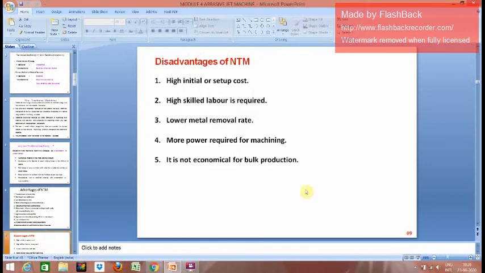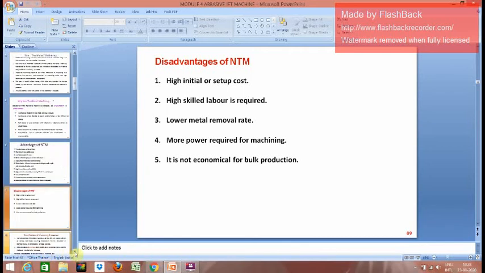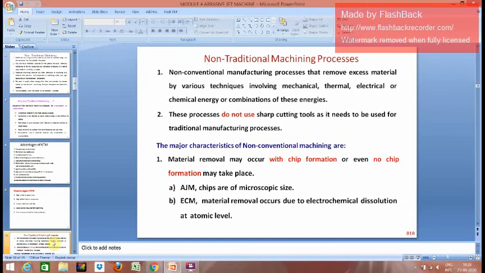Disadvantages of NTM. What is the main disadvantage of NTM? It is having a very high initial or setup cost. High skilled labor is required. Lower material removal rate. More power required for machining. It is not economical for bulk production. That's why we sometimes don't prefer NTM.